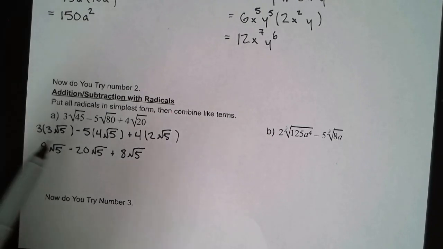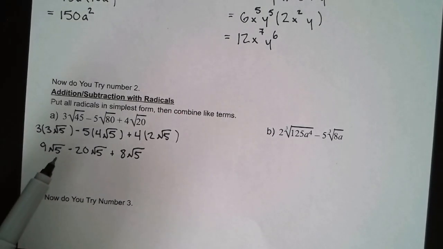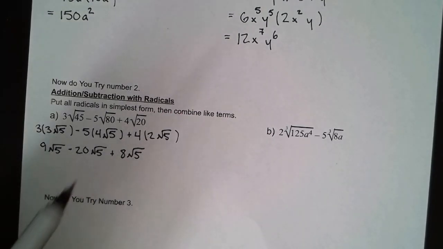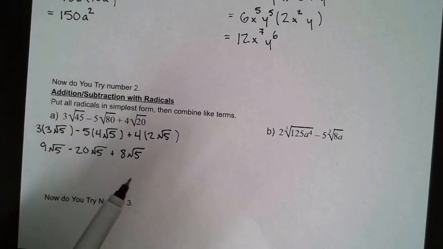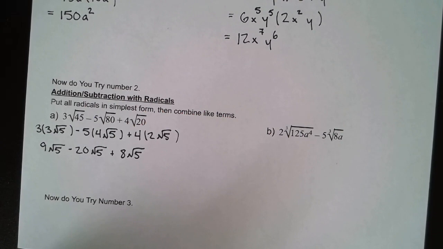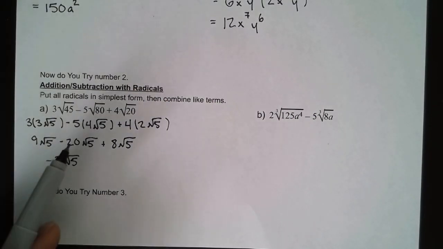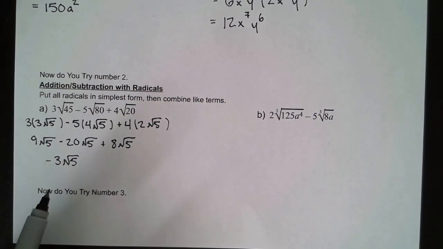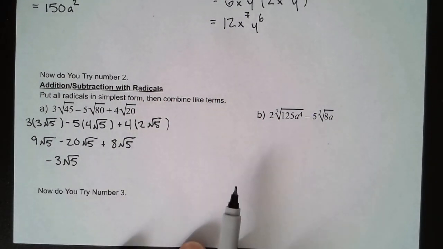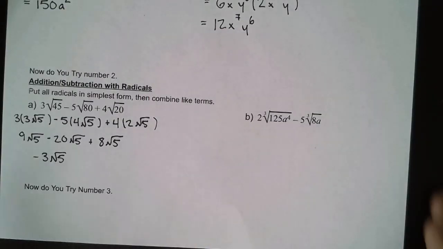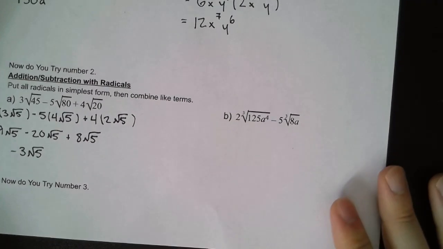So then I multiply these numbers together. I have 9 root 5 minus 20 root 5 plus 8 root 5. So these all are like terms. These all are square roots, and they'll all have a radicand of 5, so I'm going to combine them now. So 9 minus 20 plus 8 is a negative 3, and we just have the root 5 there. So let's go ahead and take a look at B now.